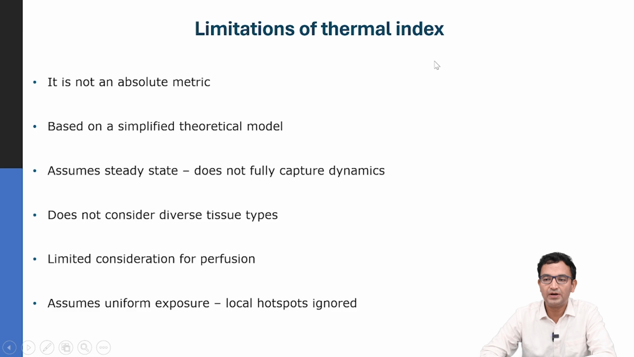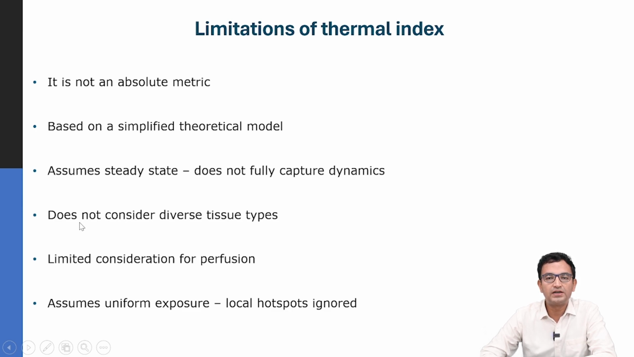Now let us discuss the limitations of thermal index. The thermal index is quite useful, but it is not an absolute metric. The possibility of heat-based bioeffects depends on a variety of factors, and not all are covered by the thermal index. Because it's based on a simplified theoretical model, but nonetheless, this is a conservative theoretical model, which is good. Now this model, which is used for deriving the thermal index, assumes a steady state behavior. It does not capture dynamics of temperature elevation and decrease.